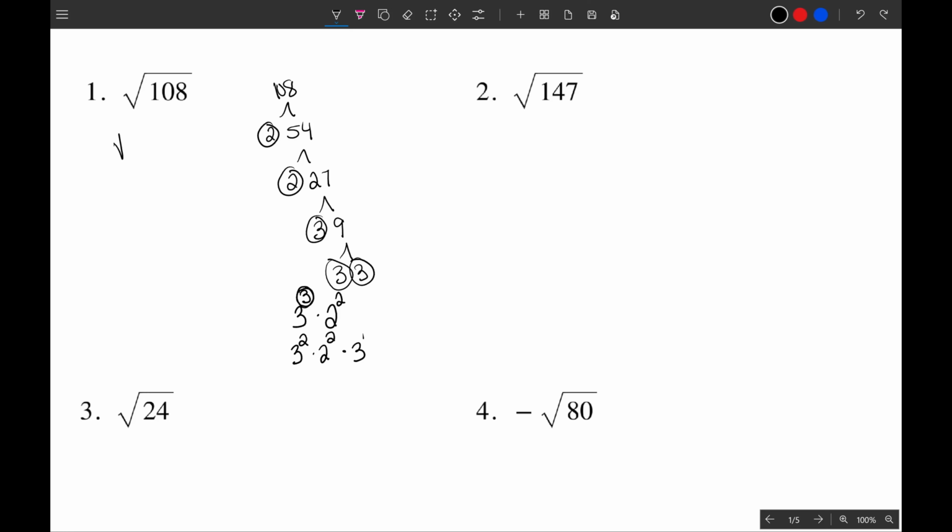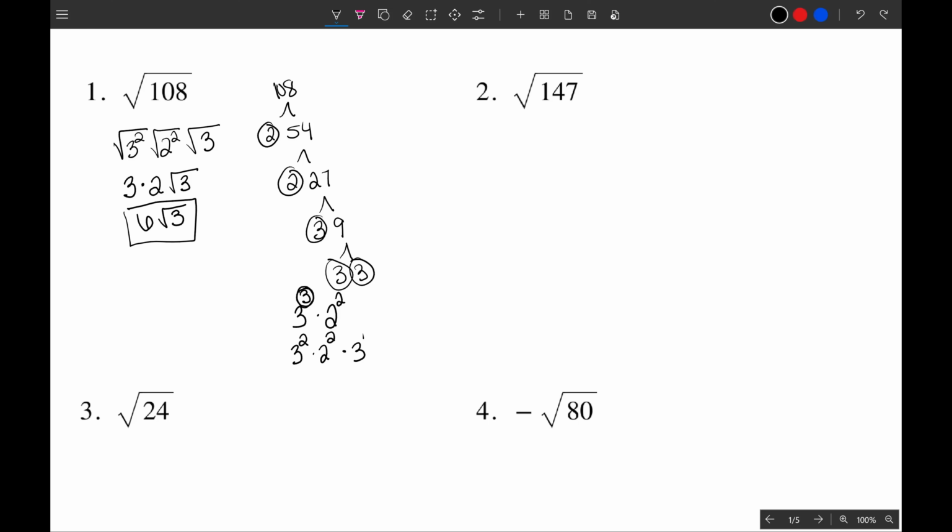So I have the square root of 3 to the second times the square root of 2 to the second times the square root of 3. I always put my perfect squares in the front, so I know that the square root of 3 squared is 3, the square root of 2 squared is 2, and then I know that 3 is a prime number and it's going to remain under the root. Now I just multiply outside. 3 times 2 is 6. So I have 6 square roots of 3.